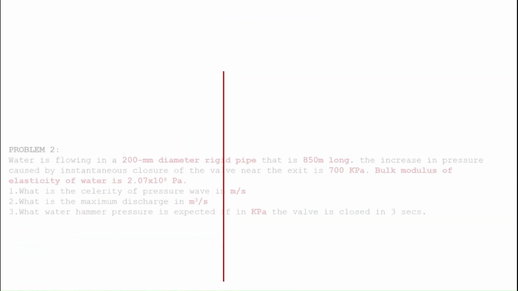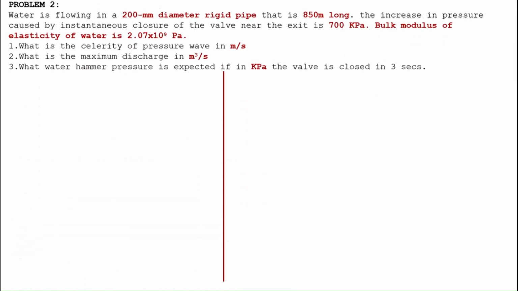Problem number 2. Water is flowing in a 200 millimeters diameter rigid pipe that is 850 meters long. The increase in pressure caused by instantaneous closure of the valve near the exit is 700 kilopascals. Bulk modulus of elasticity of water is 2.07 times 10 raised to 9 pascals. Number 1. What is the celerity of the pressure wave in meters per second? Number 2. What is the maximum discharge in cubic meters per second? Number 3. What water hammer pressure is expected if the valve is closed in 3 seconds?